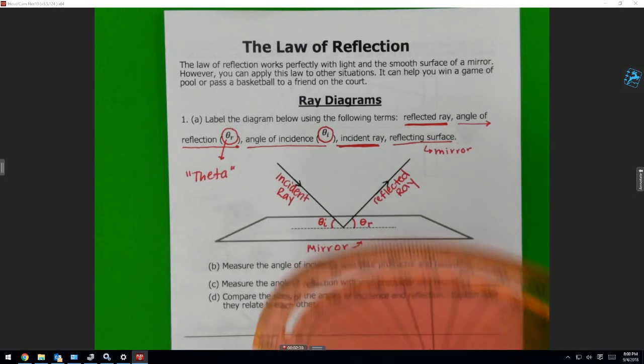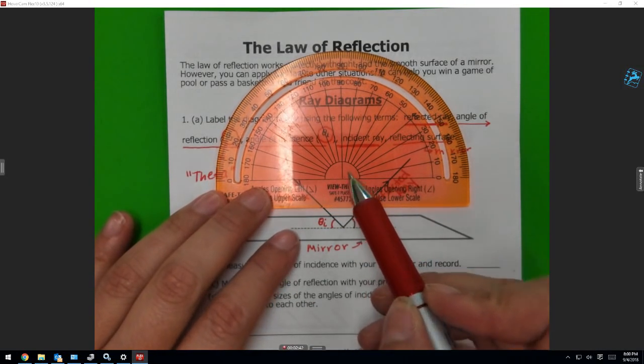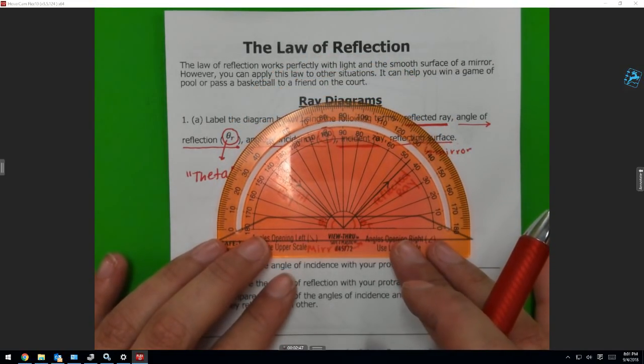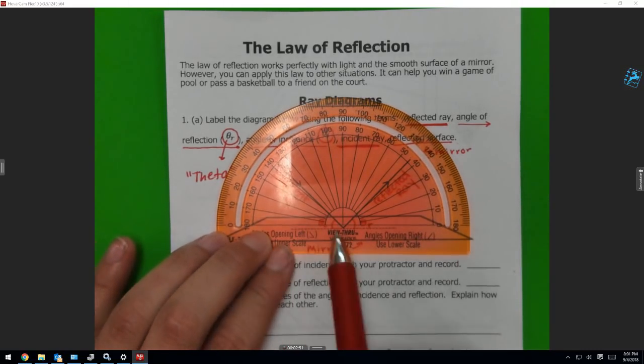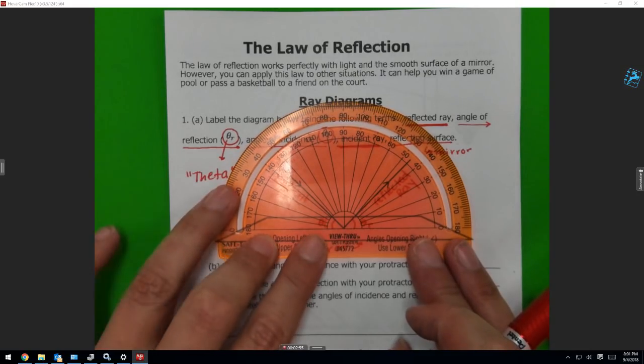So what we're going to do is we're going to take our protractor, and remember, you always want to line up your angle right here at the T. So I'm going to line the point of the V up with the T, and I'm going to make sure that that dotted line right here is lined up with the 0 and 180 line. And then I'm going to measure.